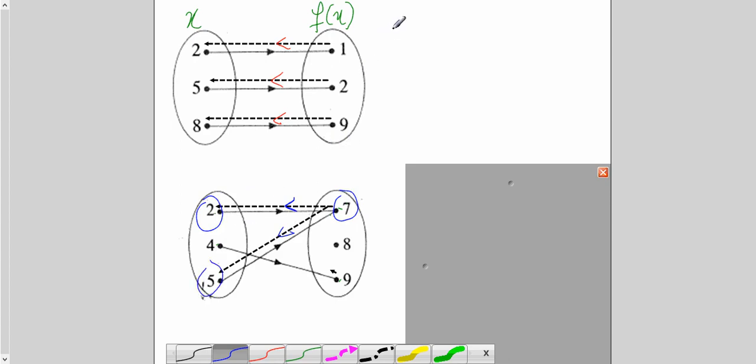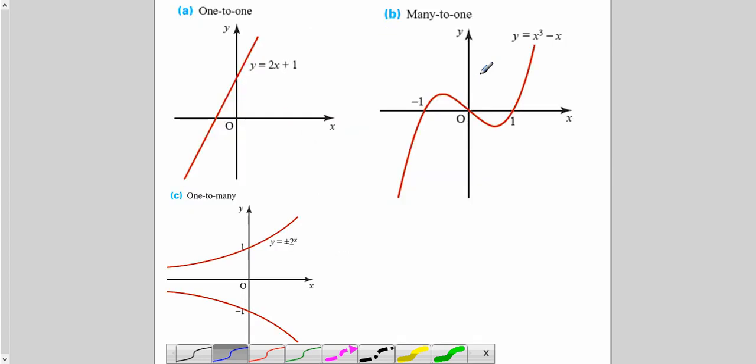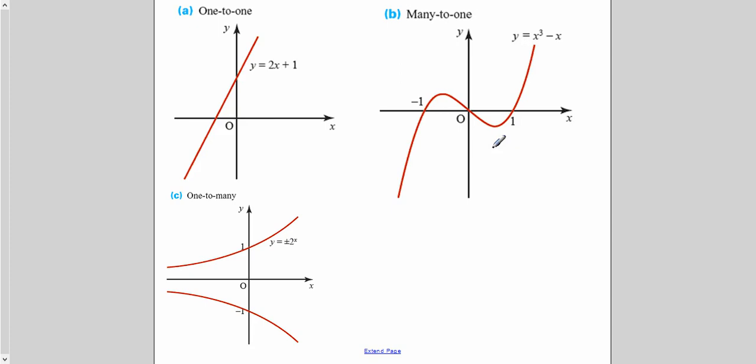So for an inverse function to exist, the function has to be a 1-to-1 function. Sometimes you write it like this also. So for an inverse function, you should have a 1-to-1 function. Otherwise, the inverse will not exist. Now look at this diagram. If I ask you which diagram has an inverse function, what will you say?